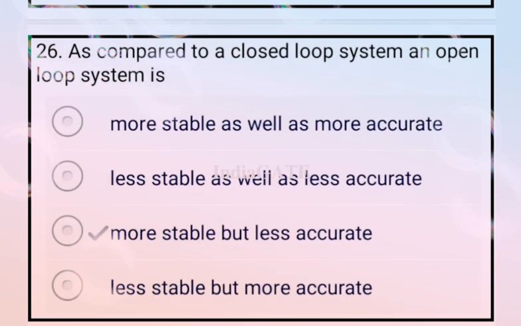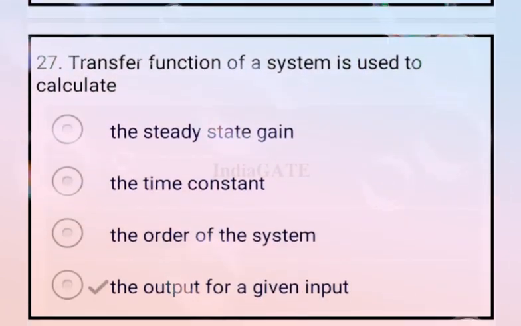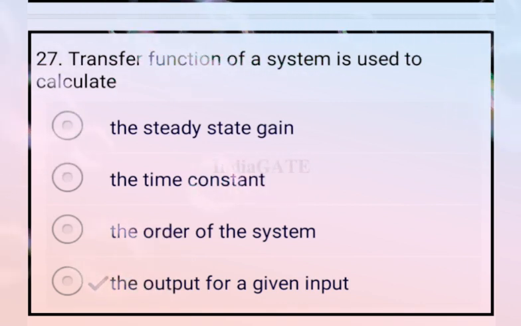Next question, as compared to a closed loop system, an open loop system is? So correct answer is option C, more stable but less accurate. Next question, transfer function of a system is used to calculate? So correct answer is option D, the output of a given input.